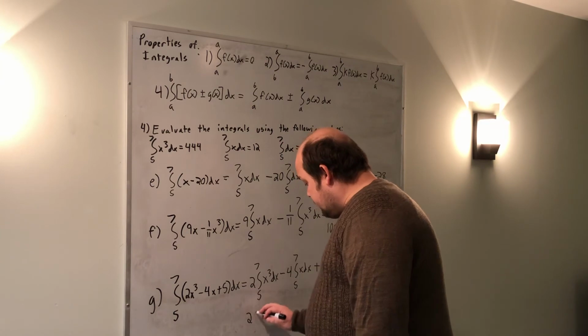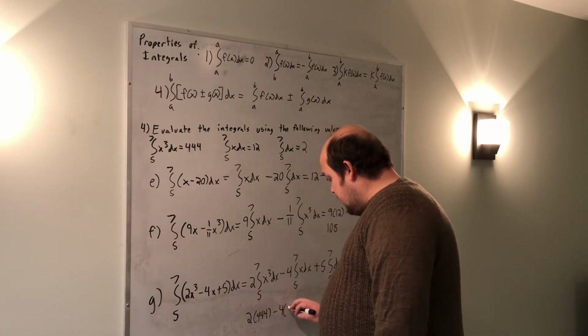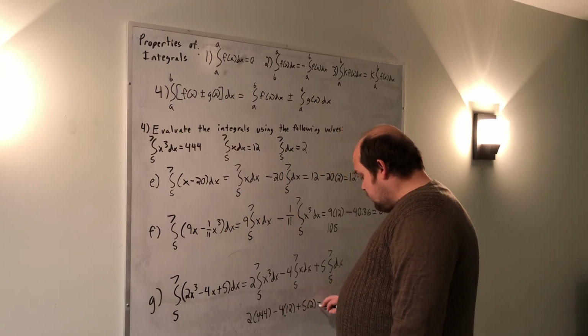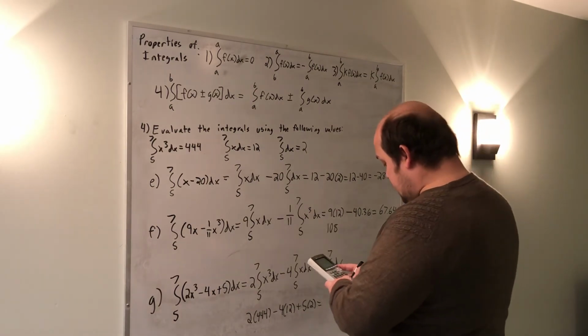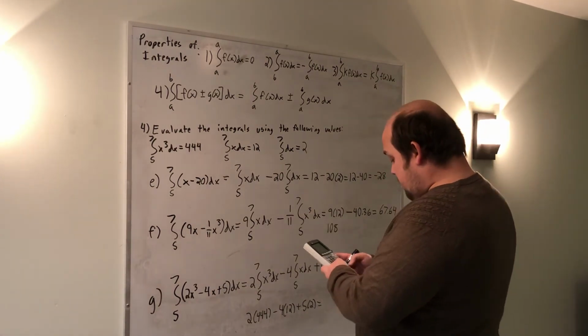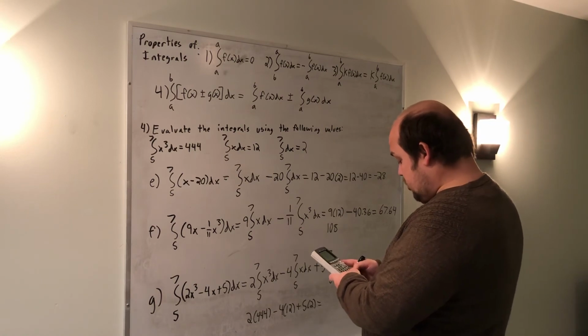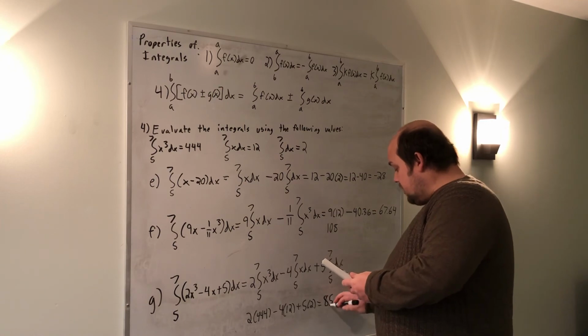This is going to become 2 times 444 minus 4 times 12 plus 5 times 2. If I put all that into my calculator, 2 times 444 minus 4 times 12 plus 5 times 2, that gets me to my final answer of 850.